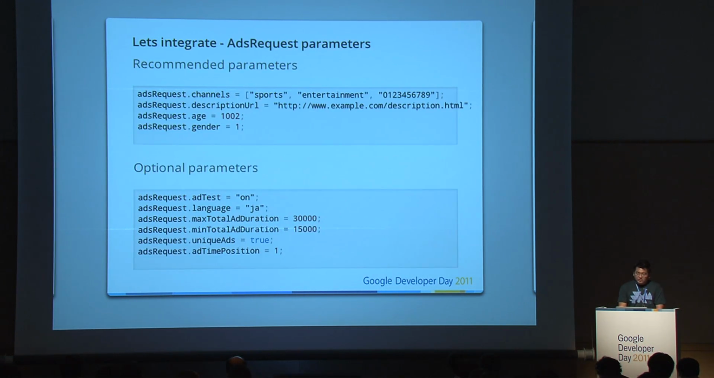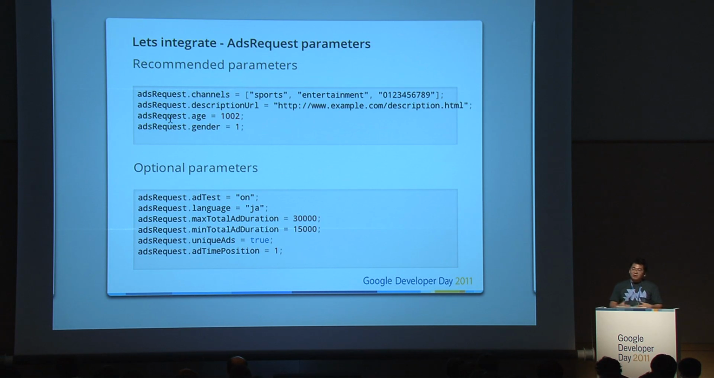Once we've defined those fields, we have a few optional parameters as well. We have the channels, which is kind of like the category of ads that you want. So you can define things like sports or entertainment. We also have a description URL. So as many of you may know, Flash is kind of hard to parse, right? So instead, you have the option of defining a URL that we will actually crawl to get a better idea of what your game does. So we can better target ads.